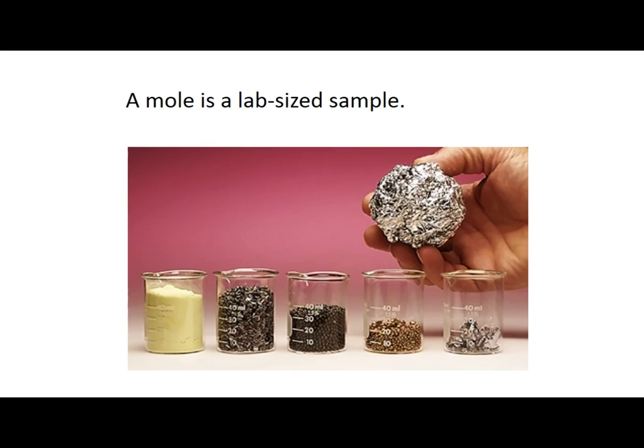And you can see here these 5 beakers and then this big ball of aluminum foil. These all represent a mole of each of these respective substances. The one on the left looks like sulfur. The fourth one from the left looks like copper. The one in the middle looks maybe like lead pellets. So each of these fits into a small beaker. So that's what we mean by a lab-sized sample.